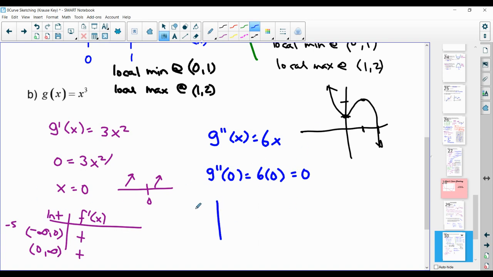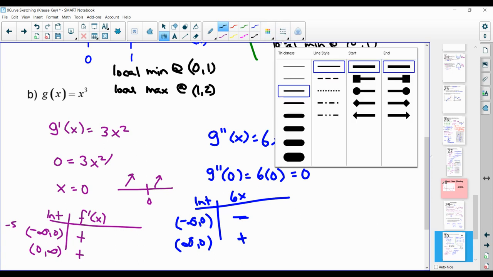Let's check with an interval chart here. So we've got an interval chart, and we're going to plug in the 6x, going from negative infinity to 0 and 0 to infinity. Subbing in, again, I can use the same test value. So -5 would give me a negative value. This would give you a positive value. So this tells me there is a change in concavity. So while there's no max or min, there is a change in concavity. So that tells me that I have a point of inflection.